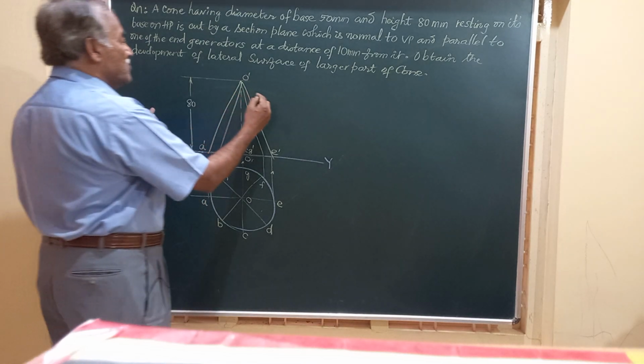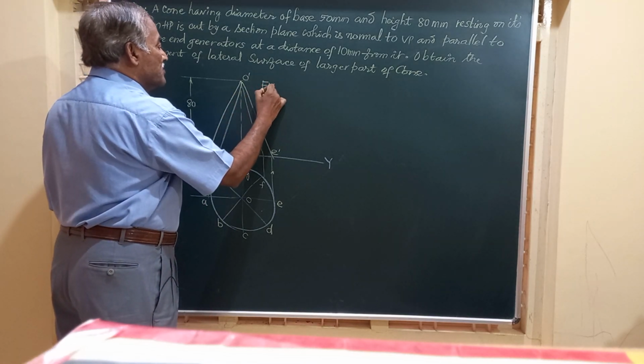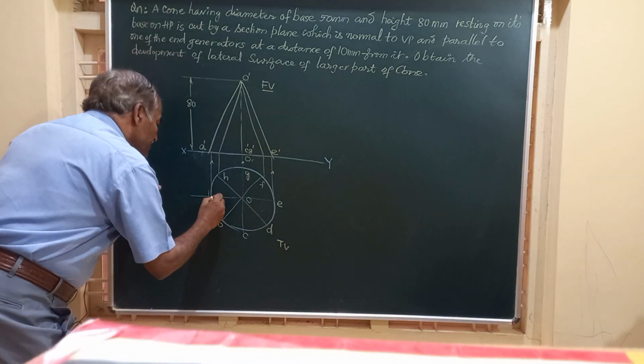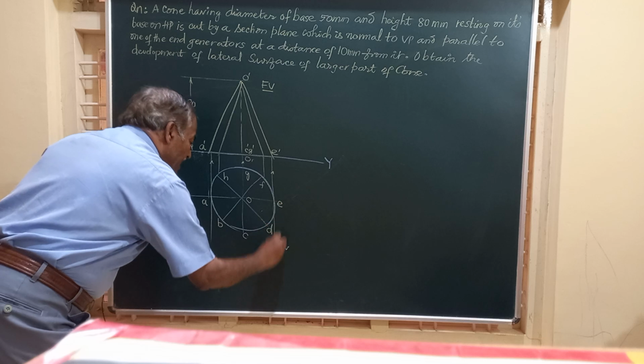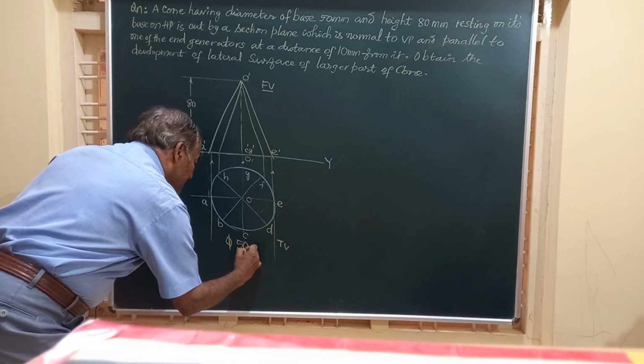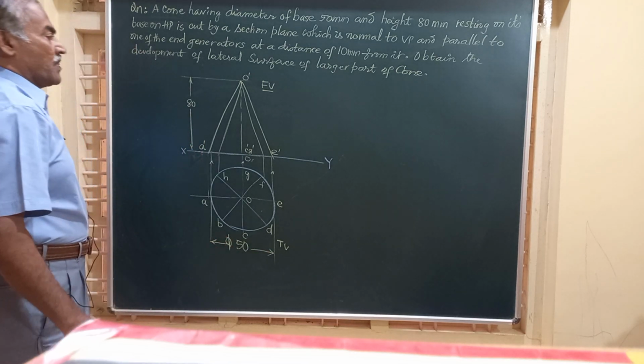Now this is how the solid looks in the front view, and this is the top view. This has got a diameter which we show as 50. The 50 means the diameter of this circle is 50 millimeter.